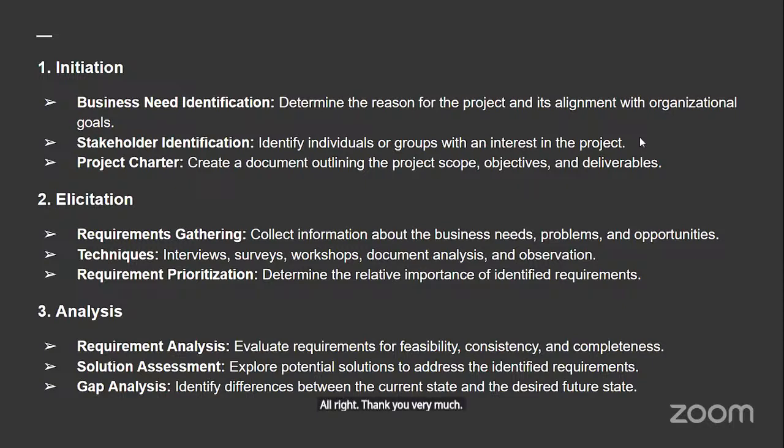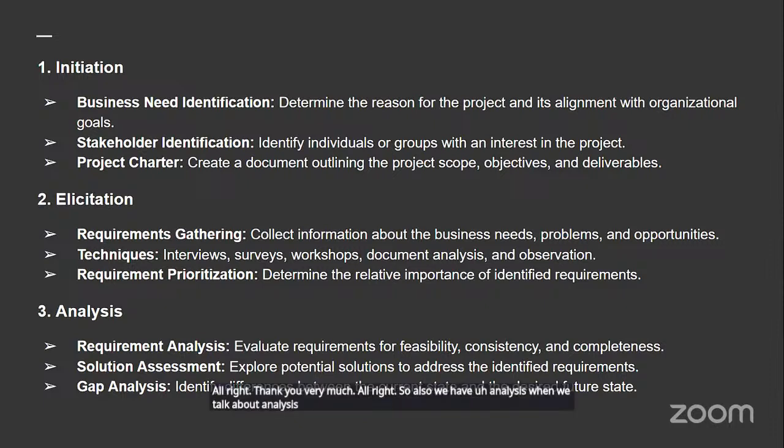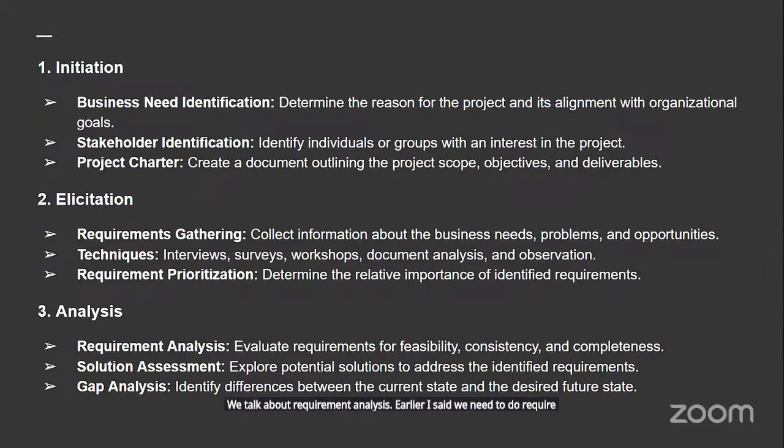All right, so also we have analysis. When we talk about analysis, you have requirement analysis, you have the solution assessment, and you have the gap analysis. Number one, let's start with the requirement analysis. Earlier I said we need to do requirement gathering. When you are done with your gathering, you need to analyze the data.